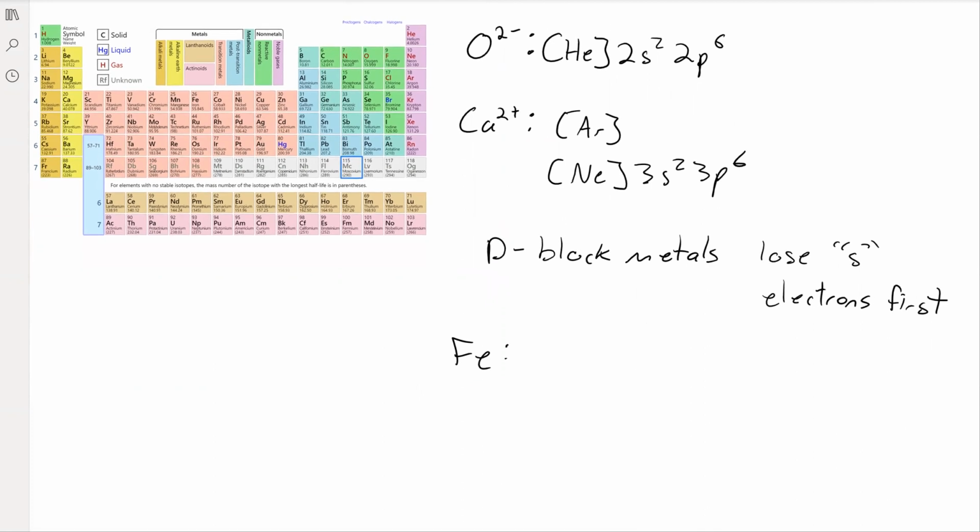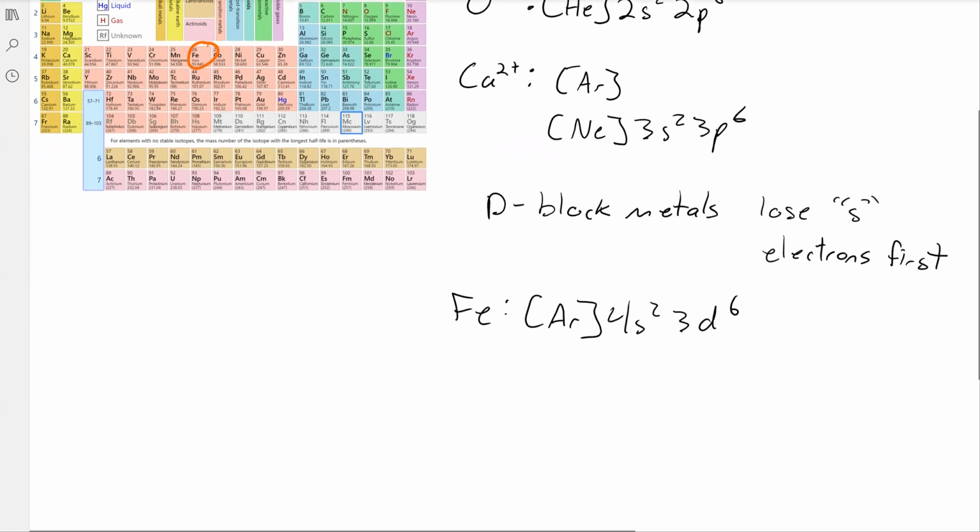So for example, we have iron. Iron is located right here on the periodic table. Noble gas above it is argon. After that, that will be 4s2. Then 3d6. Remember, the d is n-1.